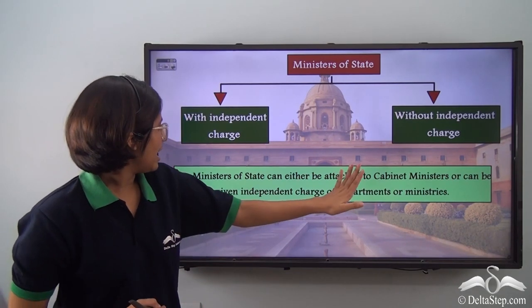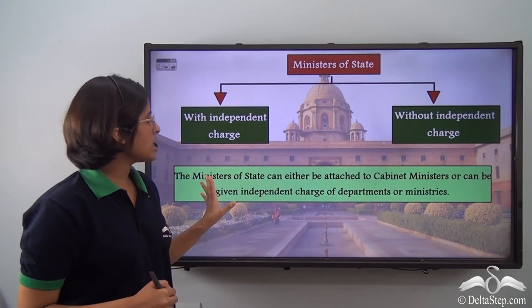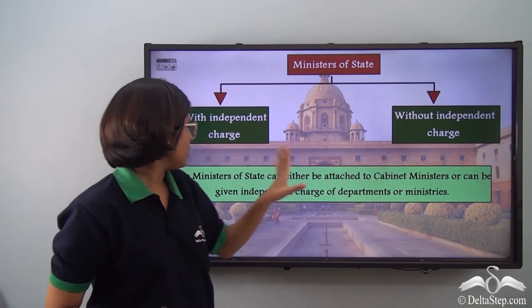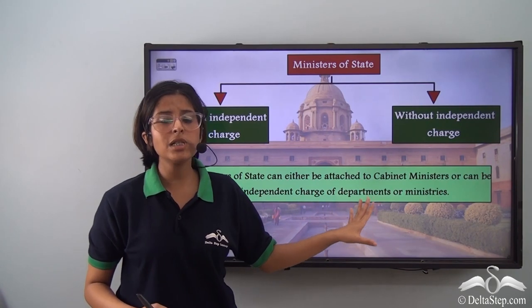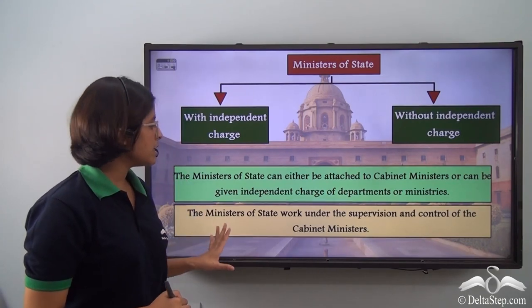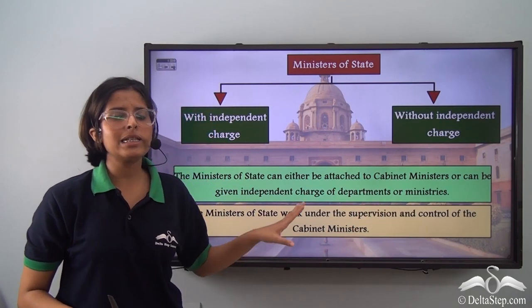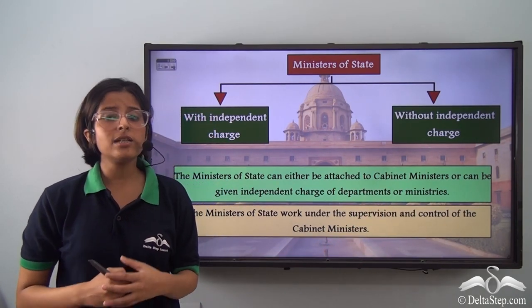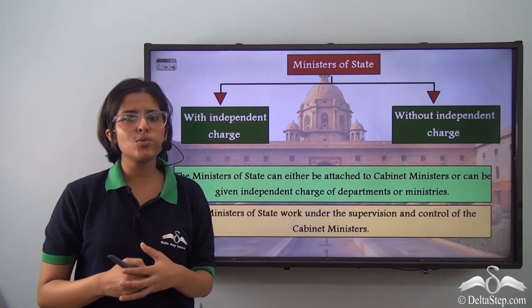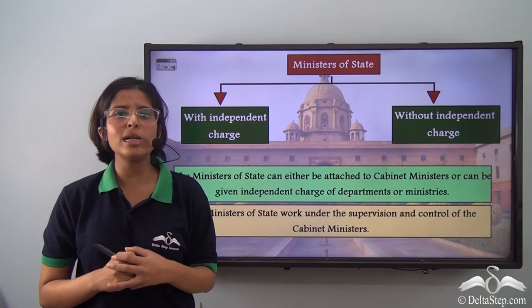Other than this, there can be independent charge given to the ministers of state. So the ministers of state can be either attached to the cabinet ministers, as in this case, or they can be given independent charge of departments or ministries. In either of these cases, the ministers of state work under the supervision and control of the cabinet ministers. The ministers of state generally do not attend the cabinet meetings, but they can be invited to attend cabinet meetings when discussions are taking place which concern their own departments.